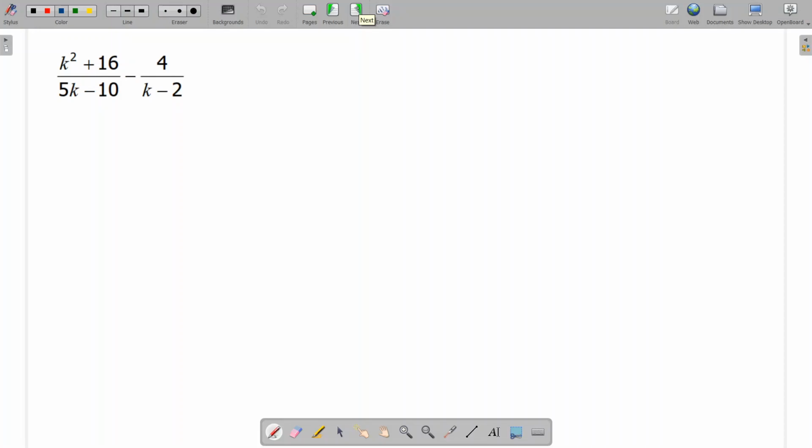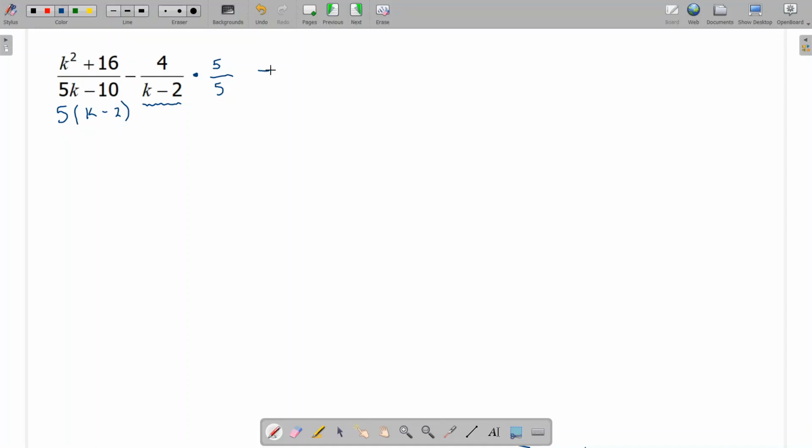Now, we don't have a common denominator. What I want to point out here, though, is that a lot of times the denominators have more in common than it looks like initially. And what I mean by that is, if you look at the 5k minus 10, really, if I factor a 5 out, that leaves a k minus 2, which is the same as the denominator over here. So what that tells me is that really, to get a common denominator, all I would have to do is multiply this second rational expression by 5 over 5.